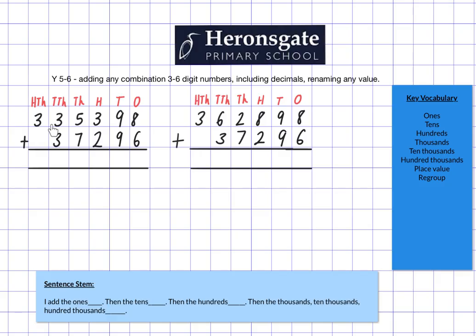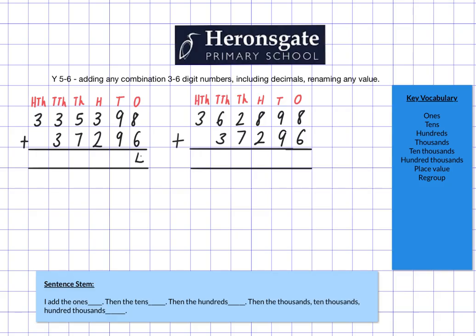So we have 335,398 plus 37,296. As with all the way through school when you're doing the formal column addition, we need to start with the ones. So we would add the ones, 8 ones and 6 ones. So we know that 8 ones and 6 ones makes more than 10, so we're going to need to do some regrouping. 8 ones and 6 ones makes 14.